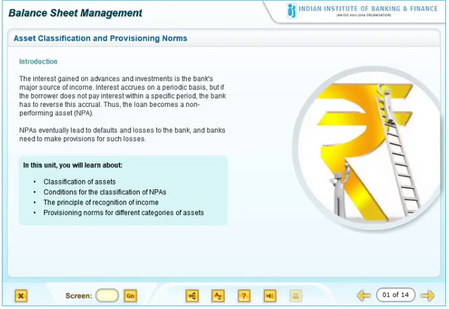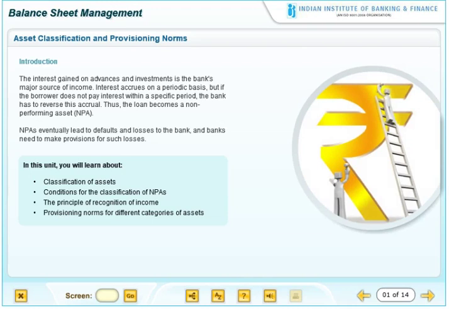The interest gained on advances and investments is the bank's major source of income. Interest accrues on a periodic basis, but if the borrower does not pay interest within a specific period, the bank has to reverse this accrual. Thus, the loan becomes a non-performing asset, NPA. NPAs eventually lead to defaults and losses to the bank, and banks need to make provisions for such losses.